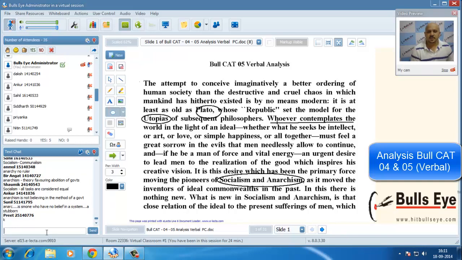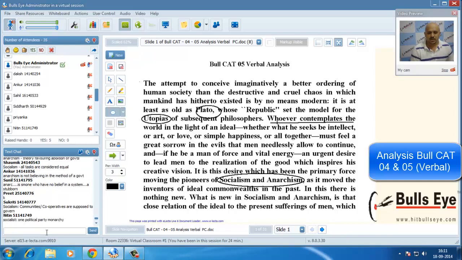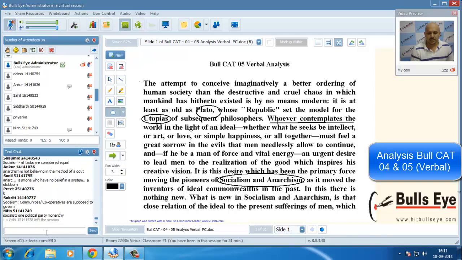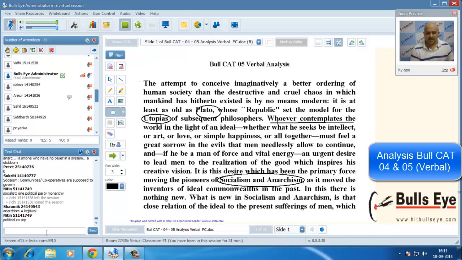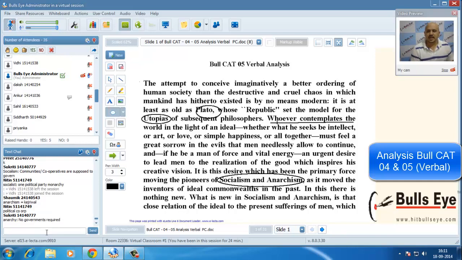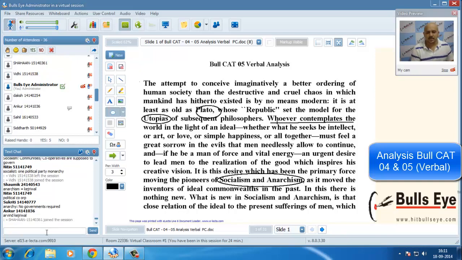Anarchism is the philosophy wherein you do not believe in any governmental institution. You believe in the complete overthrow of existing government institutions and you say that the world does not need governments. Shomik, that's a good example to quote there actually. So that is anarchism. Socialism, on the other hand, is a different form of government wherein the state becomes very, very important and control rests in the hands of the state.